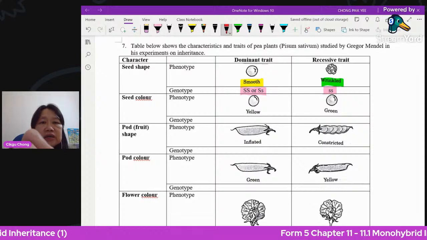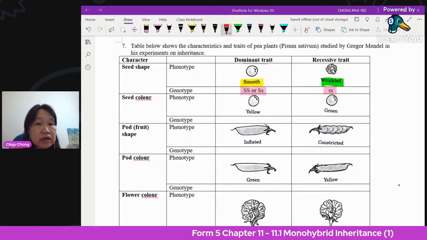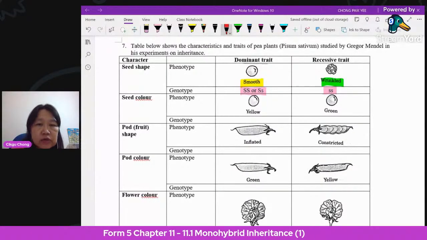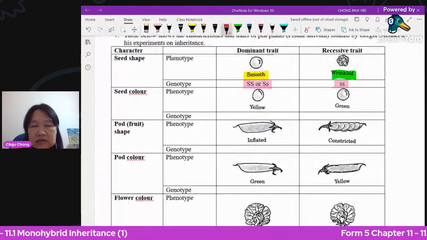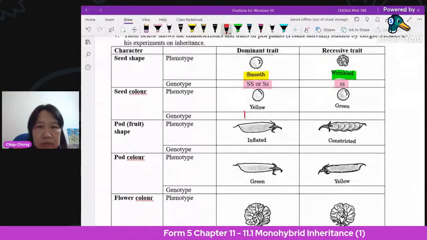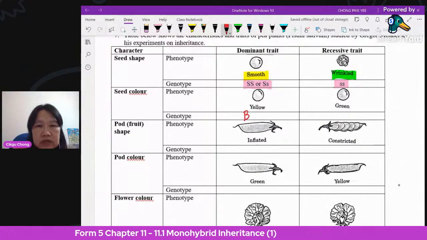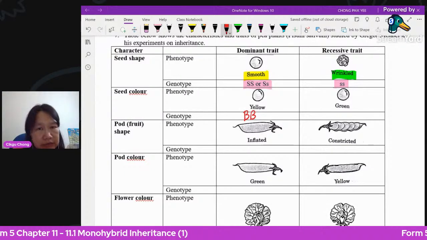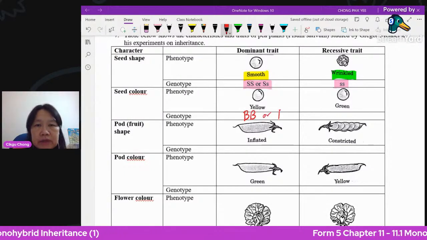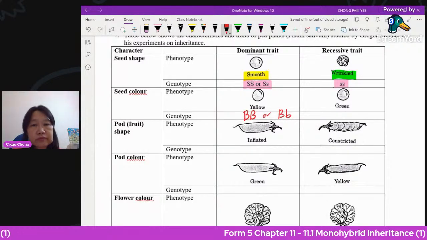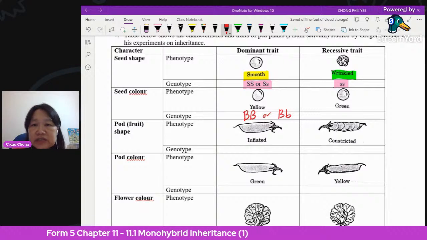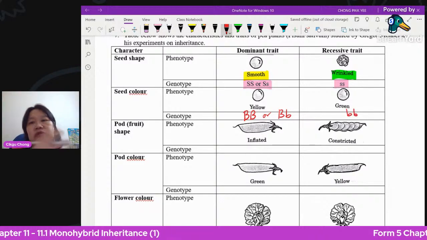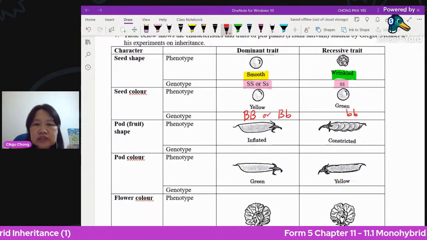Remember you said just one dominant allele is enough to show the trait already. So here for seed color, I don't want to use S, since S is for seed shape. Let's say dominant for yellow is B. So here can be both capital, also yellow, or capital B, small b is also yellow. Because you just need one to show the yellow, because dominant is yellow. And the other one, green, is recessive. You will have to have two of the recessive, then only it shows the green. So you can just fill up. Actually, it's all the same.